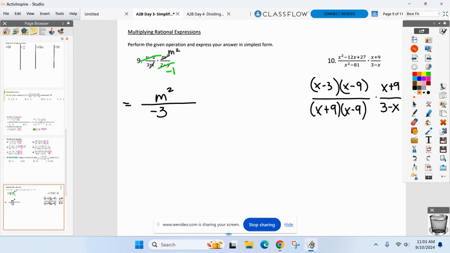X plus 9 and X minus 9. Why? No. Remember, we talked yesterday. Those aren't opposites because the x's are positive. They're not opposites. 3 minus X and then X minus 3.